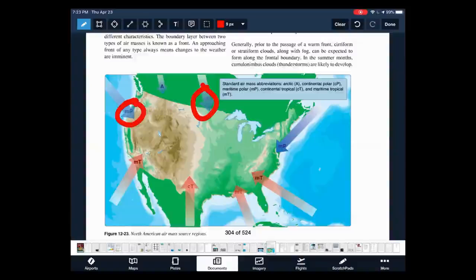The maritime polar moves in from over the ocean, so it's bringing cold air, yes, but it's also bringing in moisture. On the opposite side of things, we have airflow from the maritime tropical. Obviously, that's going to be moist, but now warm air. So now we're starting to see some dynamics where we see different temperatures and, in association, different pressures. So we're getting a mixing of air.